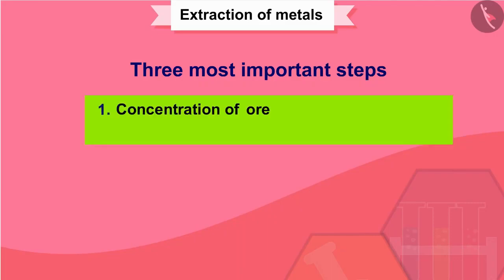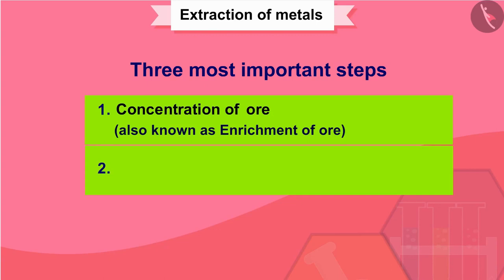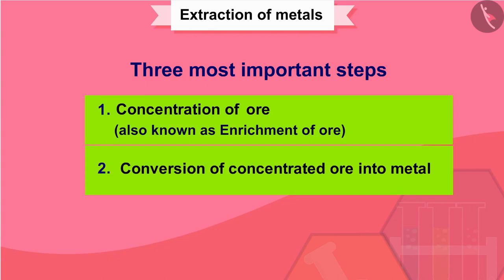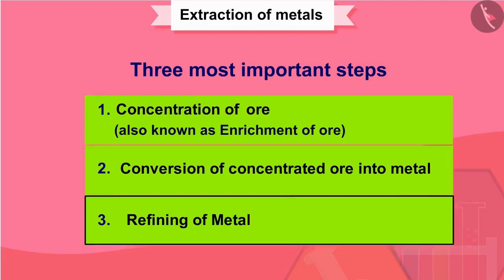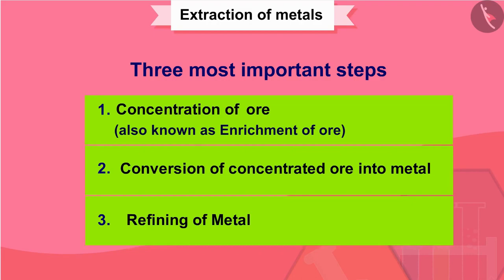1. Concentration of ore, also known as enrichment of ore. 2. Conversion of concentrated ore into metal. 3. Refining, that is, purification of metal. We will now discuss each of these steps one by one.